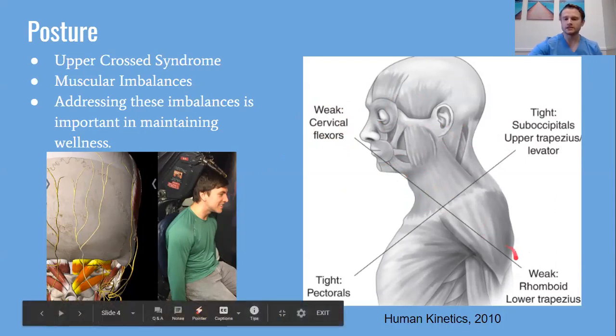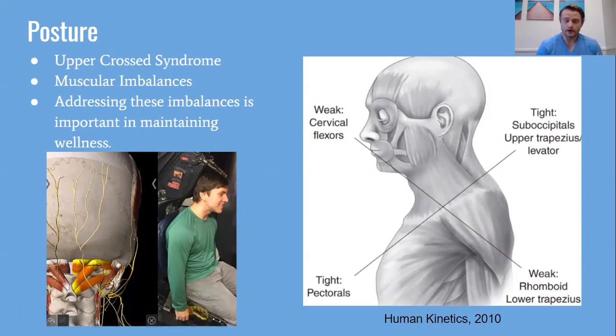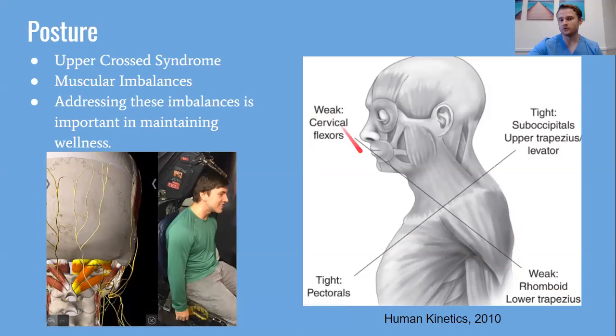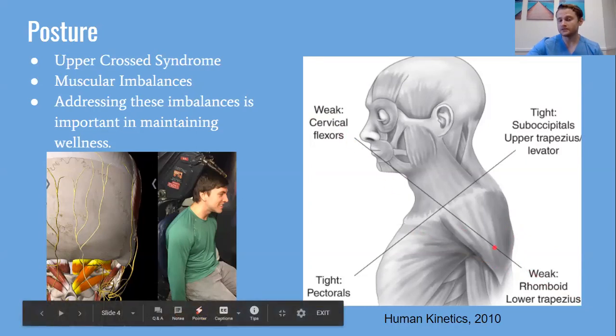And then we have weakness in the rhomboids, the lower trapezius, and middle trapezius, and that's where the shoulder stabilizers are. So if you're rounded forward and your shoulders are forward, you're again lengthening the muscles that are attached here and making them weaker. So we have the weakness that follows this cross pattern, and then we also have tightness.